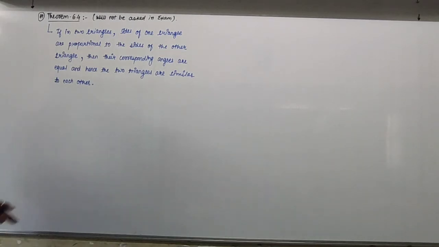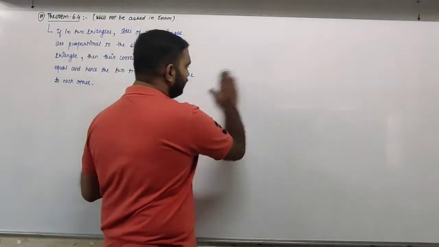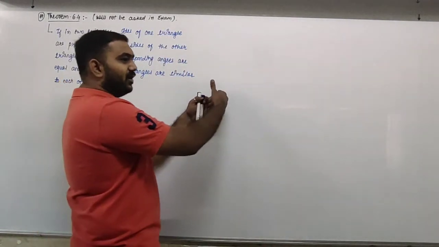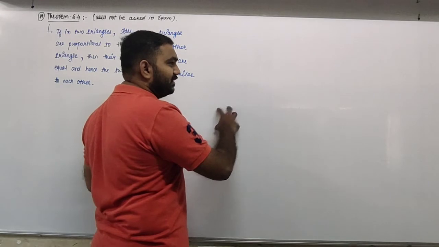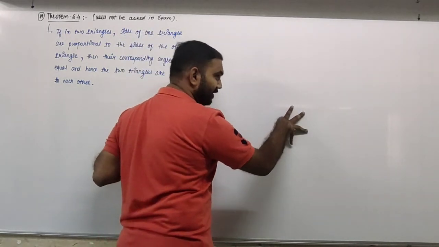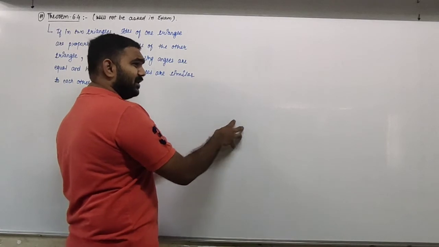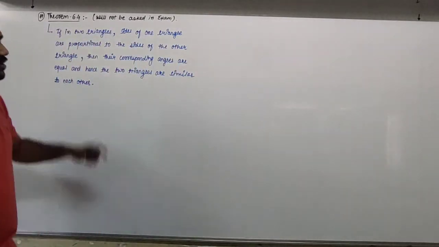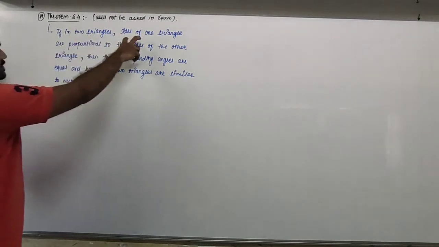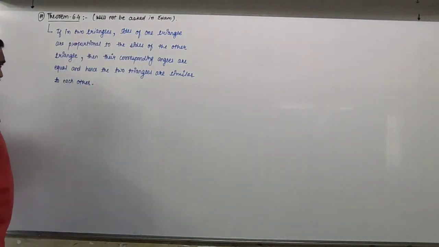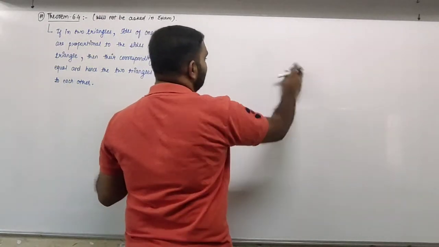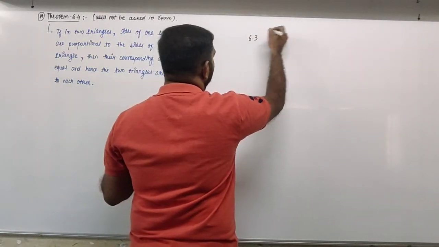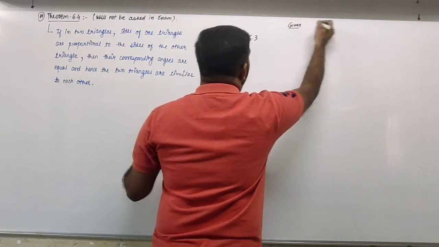અહીંયા આપણને reverse case આપેલો છે. What was theorem number 6.3? If in two triangles the angles of one triangle are equal to the angles of the other triangle, or if in two triangles the corresponding angles are equal, then the corresponding sides of both the triangles were in same ratio. અહીંયા ઊંધું છે. If in two triangles the sides of one triangle are proportional to the sides of the other triangle, then the corresponding angles are equal and hence the triangles are similar. So let us just make a difference between theorem number 6.3 and 6.4: given and to prove.